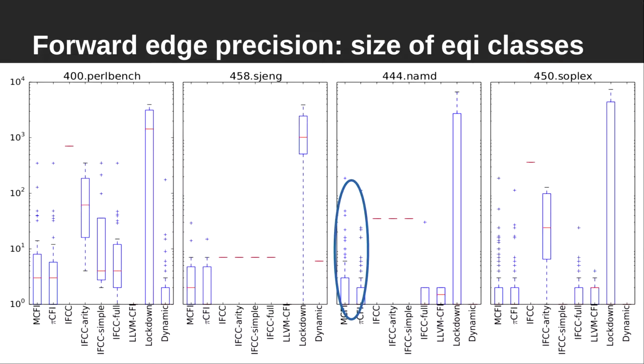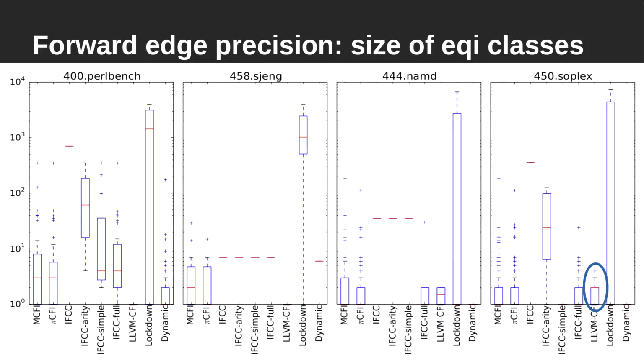There's also MCFI and PyCFI, and we see that for most programs, they actually provide roughly the same amount of precision. But PyCFI, which is per-input CFI, sometimes restricts the amount of transfers that are allowed due to an additional runtime analysis that they do.